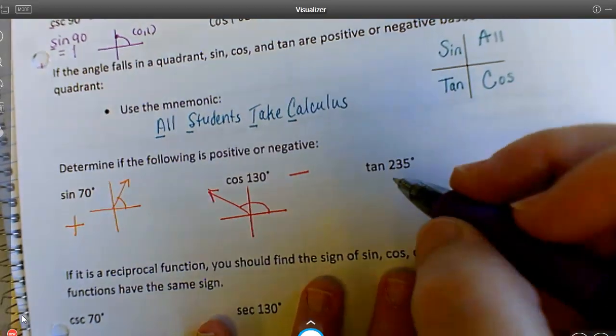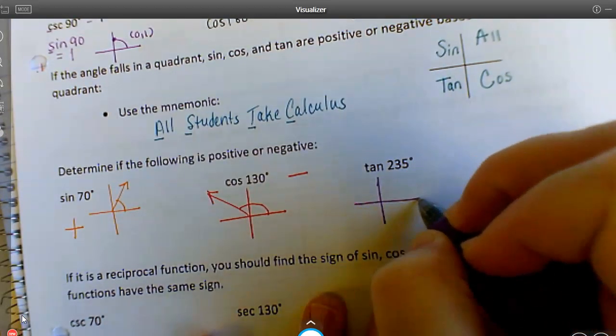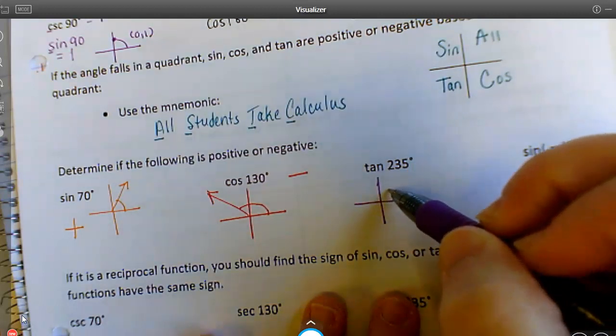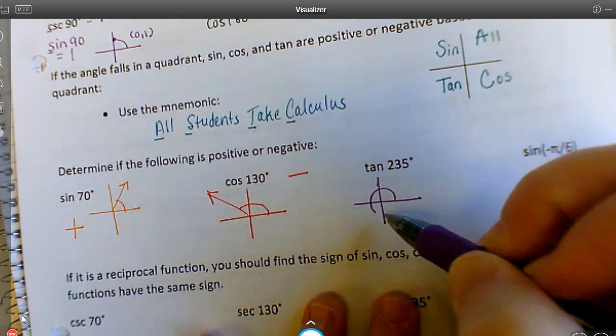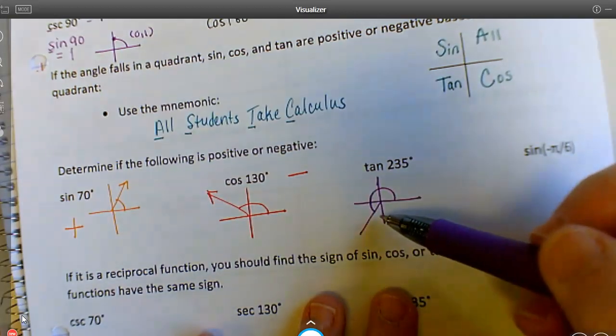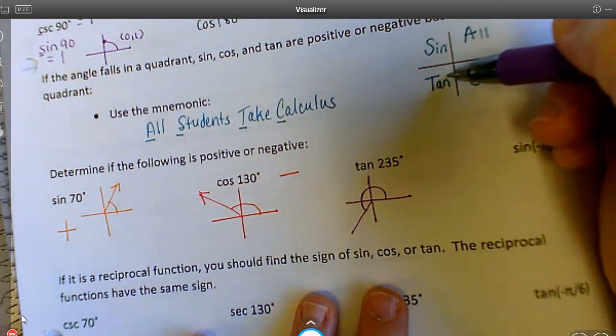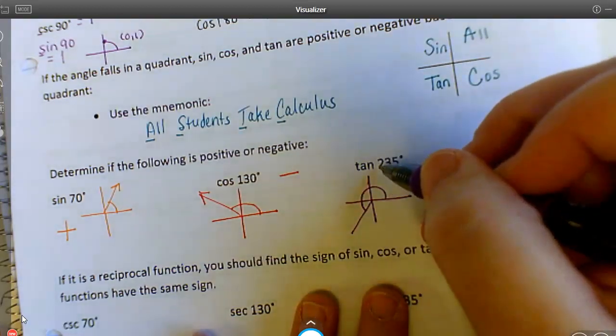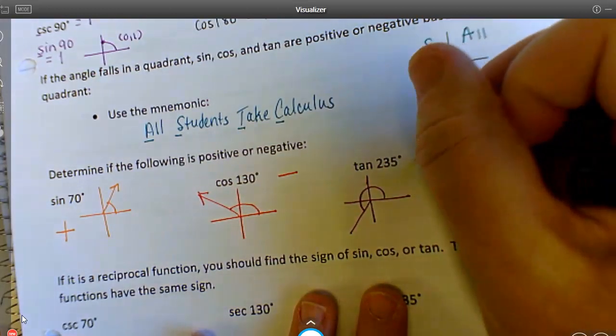All right, tangent of 235. Alrighty. So there's 180, a little bit more because I know that's 270. So tangent of 235 falls right there. Tangent is positive in that quadrant. Tangent is what we're looking for. So positive.